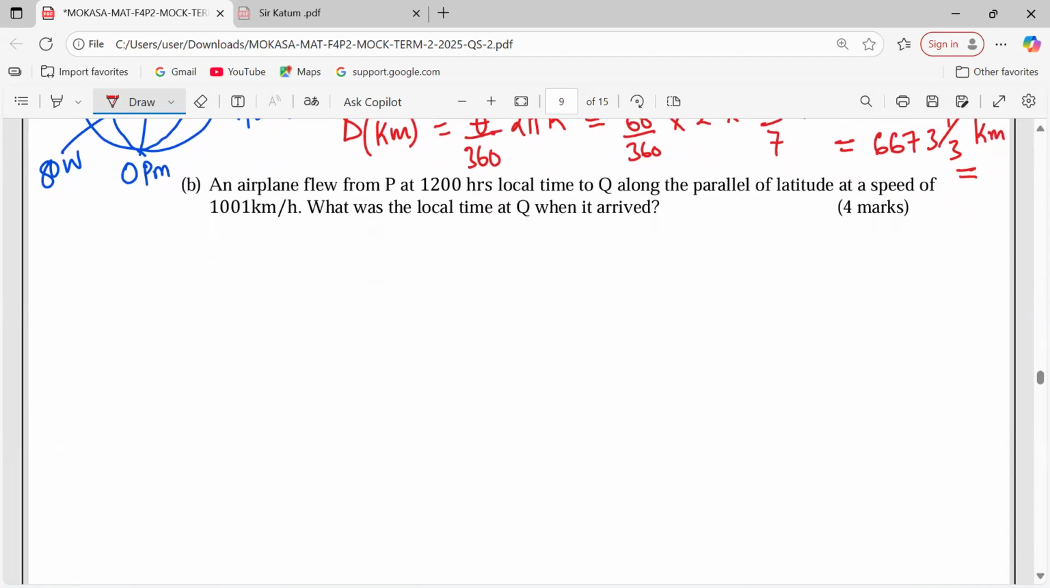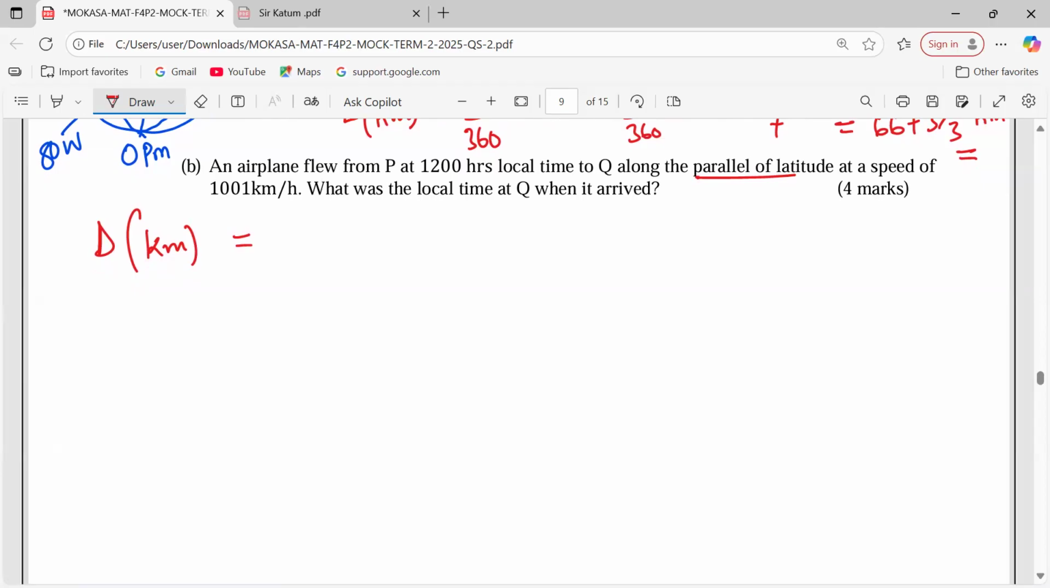Number 18B. An airplane flew from P at 12 hours local time to Q along the parallel of latitude at a speed of 1,001 kilometers per hour. What was the local time at Q when it arrived? So we first of all find the distance. This is distance in kilometers along a small circle, or rather along a parallel latitude circle. That means the distance will be given by the angle difference over 360, 2 pi r, the cosine of the latitude where the two places are.